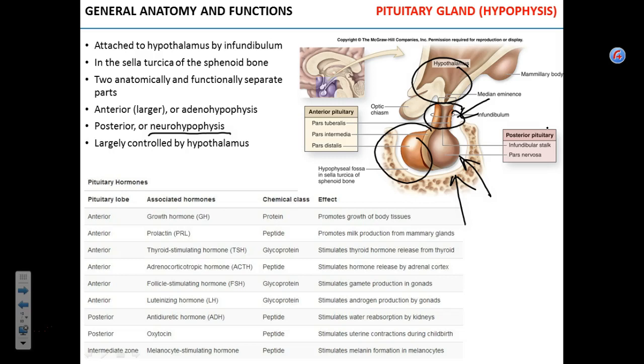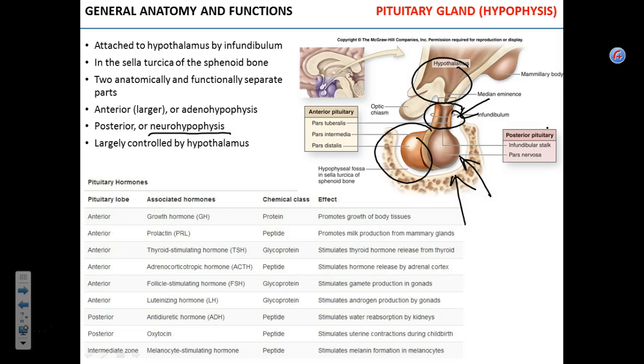It doesn't work this way. You cannot just replace the pituitary gland. It's not going to happen. Okay. Now, the pituitary produces a lot of hormones, and these sound more relevant.